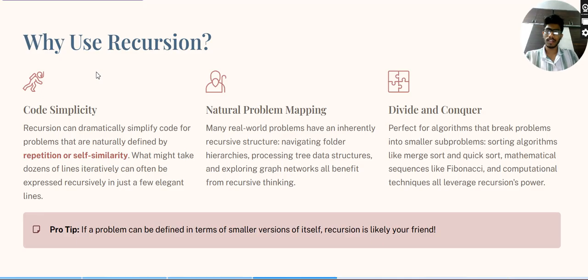Why do we need to use recursion? When we use recursion, the code becomes simple and we can understand it easily, with natural problem mapping and divide and conquer. Recursion is divide and conquer: we divide the question into several different questions, solve them, combine them and give the output. So recursion works like this.